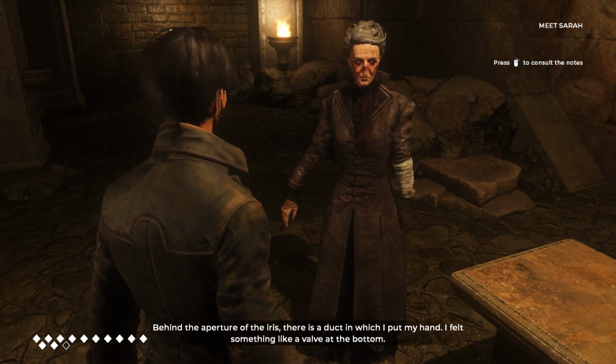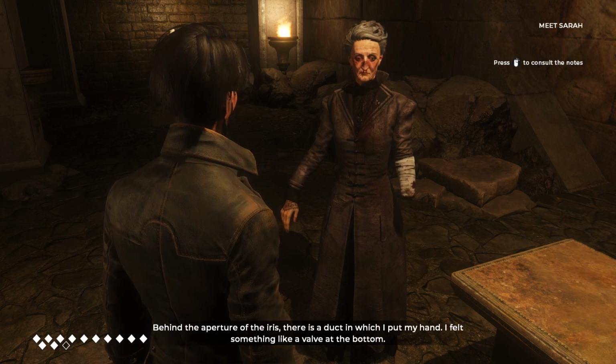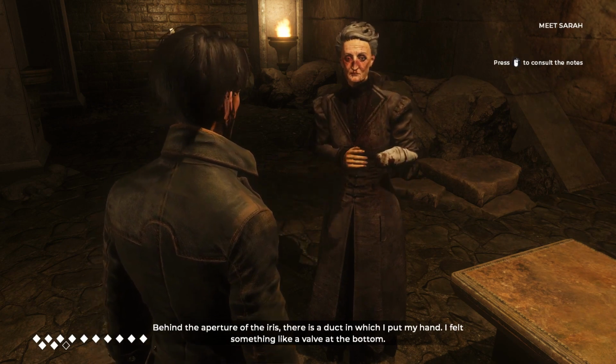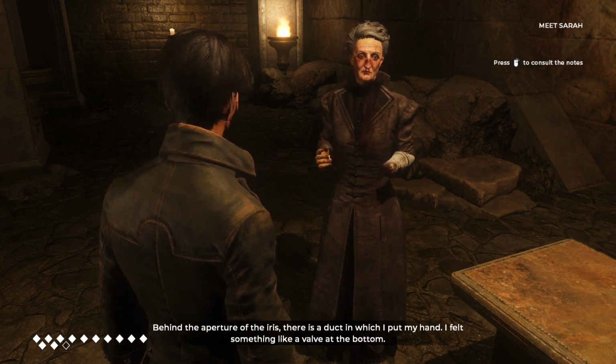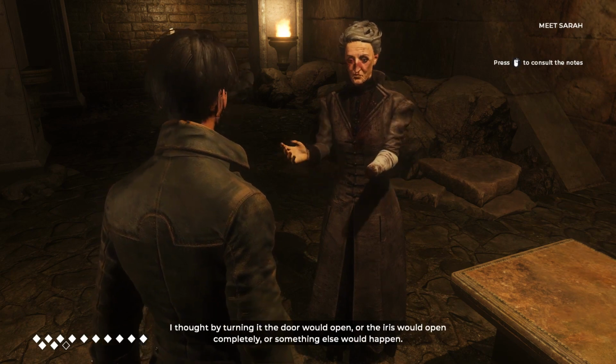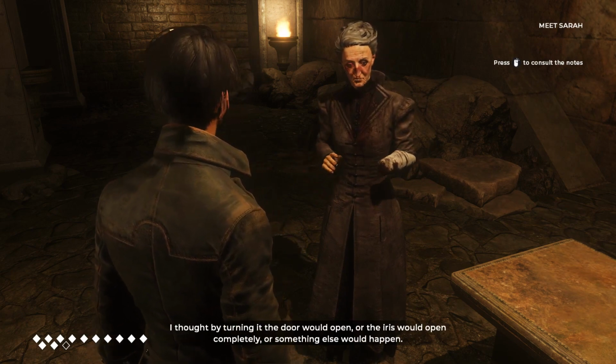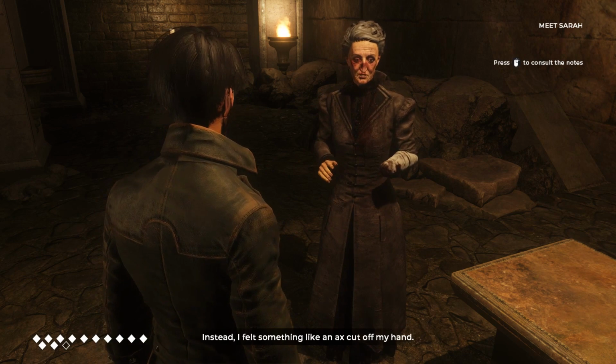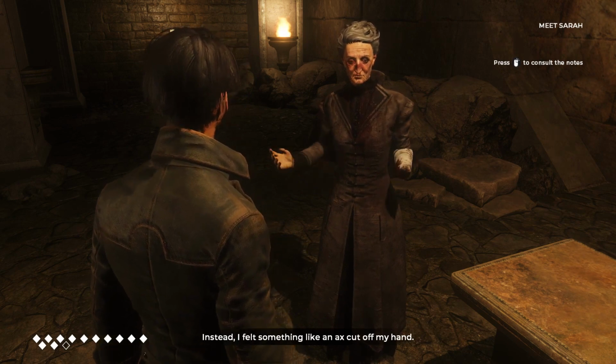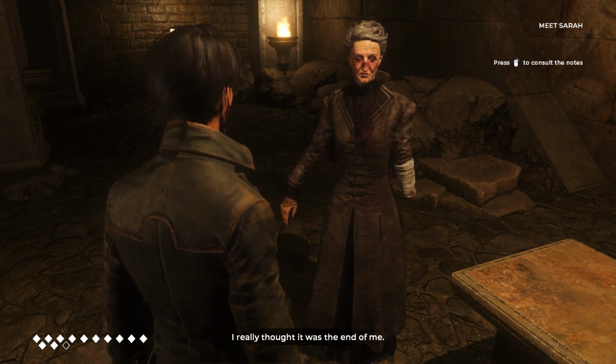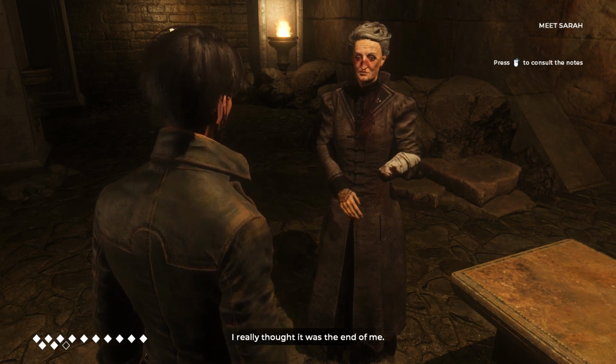Behind the aperture of the iris, there is a duct in which I put my hand. I felt something like a valve at the bottom. I thought by turning it the door would open, or the iris would open completely, or something else would happen. Instead, I felt something like an axe cut off my hand. I really thought it was the end of me.